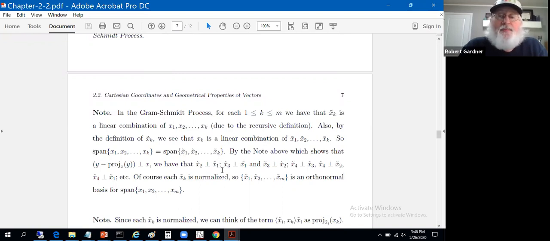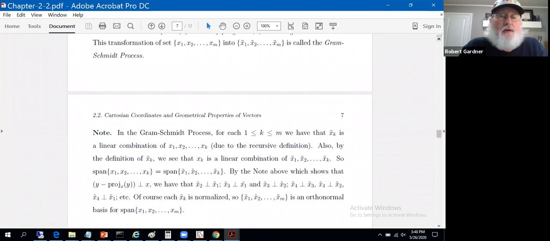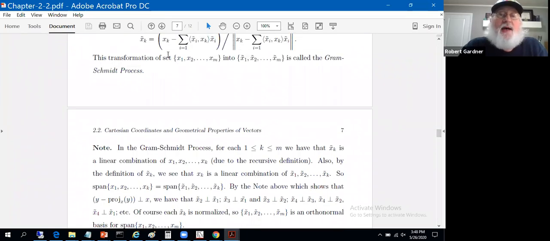In addition, we noted above that the projection of y onto x subtracted from y is perpendicular to x. This is where we had the right triangle upstairs. So we get the orthogonality when we have this type of thing, and that's exactly what we're looking at back up here. We've got x sub k, and from it we're subtracting projections. Those projections will be orthogonal to what we're projecting onto.